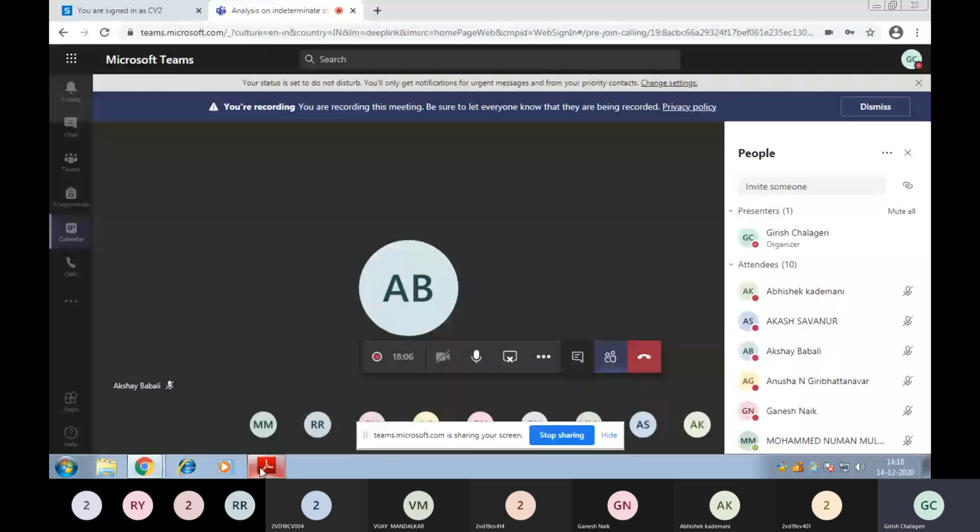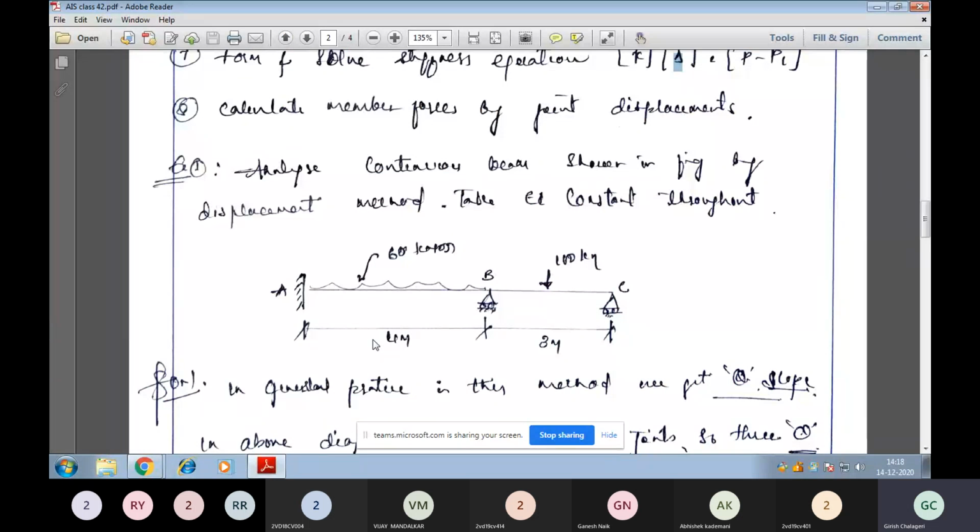So for this, let us take one example so that it will be convenient for you to see how it can be solved. The same problem was solved in the flexibility matrix method, first problem. The same problem is taken to check whether we get the same moments as we got in flexibility or not. So here is the first problem. Analyze the continuous beam shown in the figure by the displacement method. Take EI constant throughout.